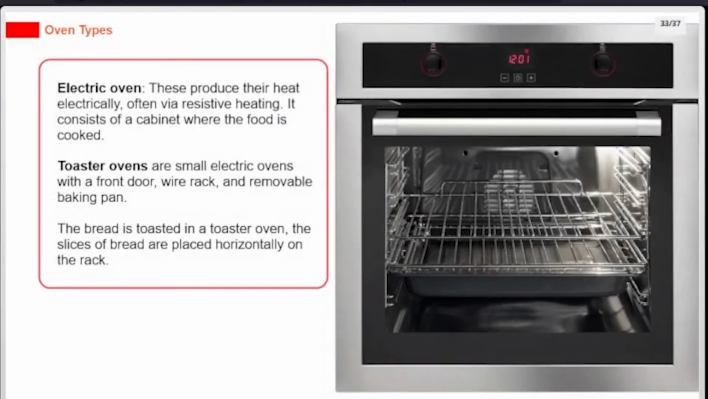Electric oven. These produce their heat electrically, often by resistive heating. It consists of a cabinet where the food is cooked. Toaster ovens are small electric ovens with a front door, wire rack, and removable baking pan. The bread is toasted in a toaster oven. The slices of bread are placed horizontally on the rack.